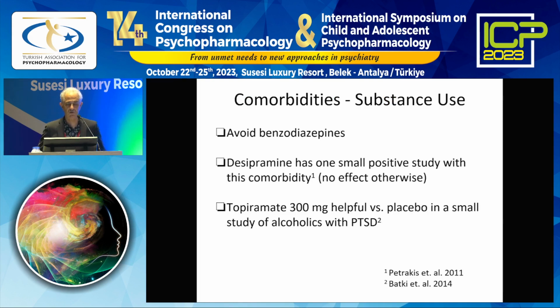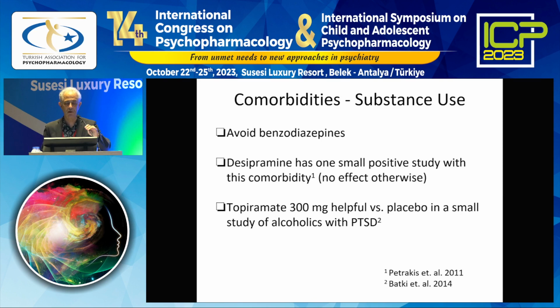So starting with substance abuse, what would we do differently? Well, we don't recommend benzodiazepines in the algorithm as a whole. However, lots of people use them. But you should particularly avoid them in women of childbearing potential because of their potential teratogenic effects.